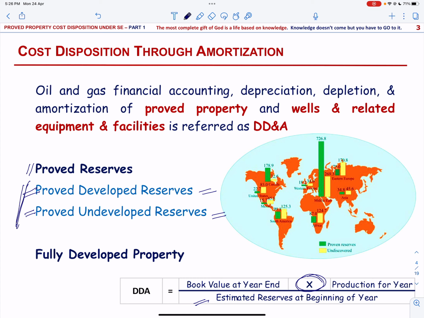Look at the denominator, which calls for estimated reserves at the beginning of the year. This will be calculated by adding the production during the year to the estimated reserves at the end of the year, as it includes the current year's discoveries too. In our discussion of amortization, proved reserves, proved developed reserves, and the current year's production refer to the working interest owner's proportionate share of reserves and production.